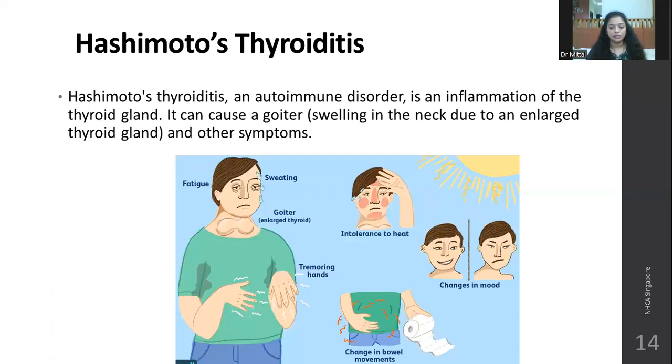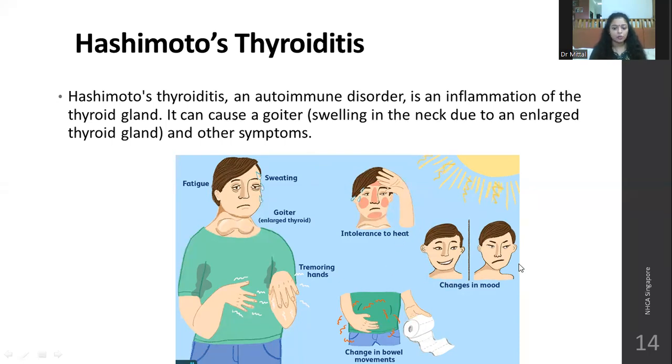Hashimoto's thyroiditis is an autoimmune disease. Again, thyroiditis, inflammation of the thyroid gland. It can cause goiter as well. Goiter means enlarged thyroid gland, swelling in the neck due to the enlarged thyroid gland. Other symptoms include, again, sweating, fatigue, heat intolerance. All the symptoms of hyperthyroidism are seen here.